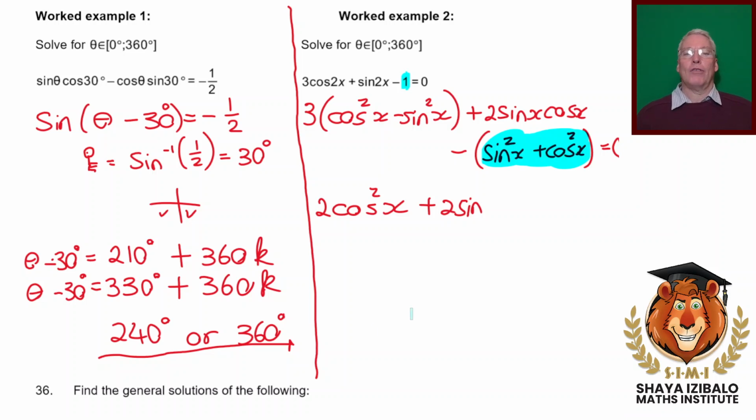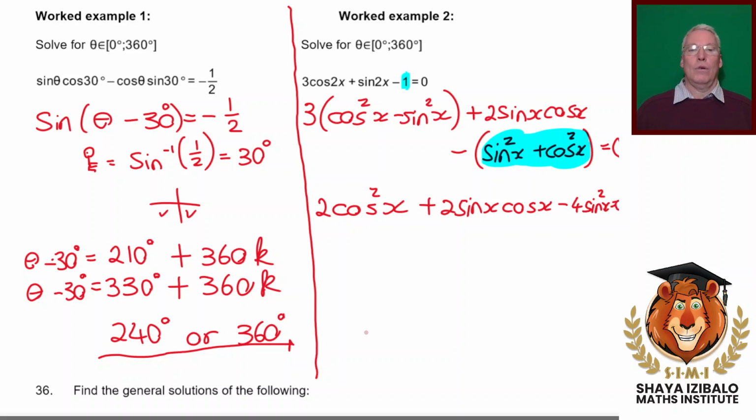What I'm looking for here is a trinomial in sine and cos. So we're going to get 2 sine x cos x here. Then we've got negative 3 sine squared x minus another sine squared x. So we've actually got minus 4 sine squared x. And that equals 0. Okay. And so now, if we divide everything through by 2, we've got cos squared x plus sine x cos x minus 2 sine squared x.